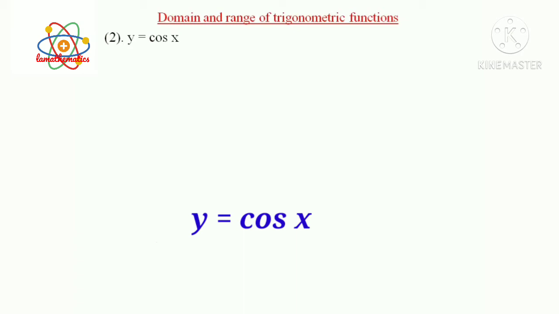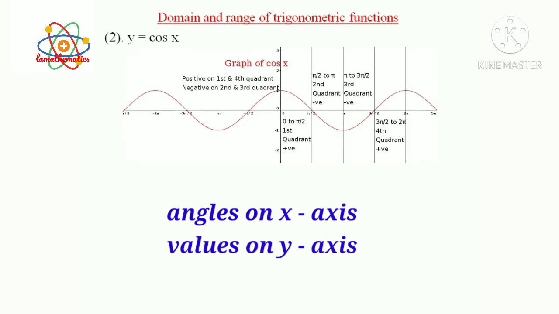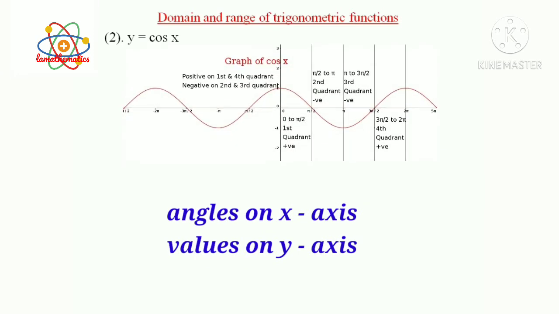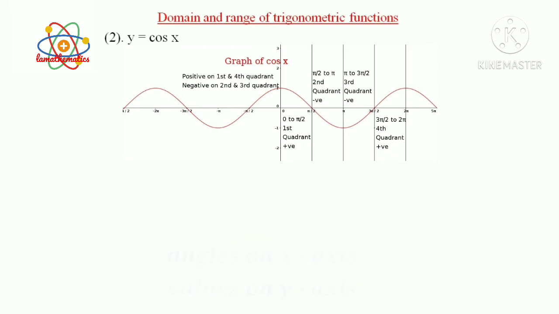Second, y equal to cos x. Here also, consider the graph of the cos function, that is, y equal to cos x. We plot the graph of cos x taking angles on the x-axis and the corresponding values on the y-axis. For this, we have studied the values cos 0, cos pi by 6, cos pi by 4, cos pi by 3, etc.